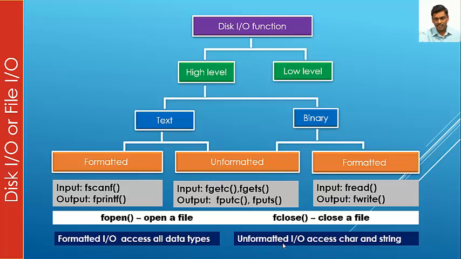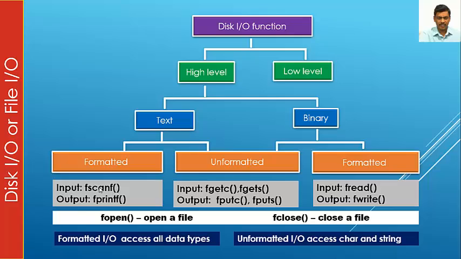Unformatted IO can access character and string only. It cannot access anything other than character and string. Formatted deals with all data types. It may be a character or string, integer, float. So we can access all kinds of data types, including character and string. But it has some difference. If we store character and string in formatted, it differs from unformatted.